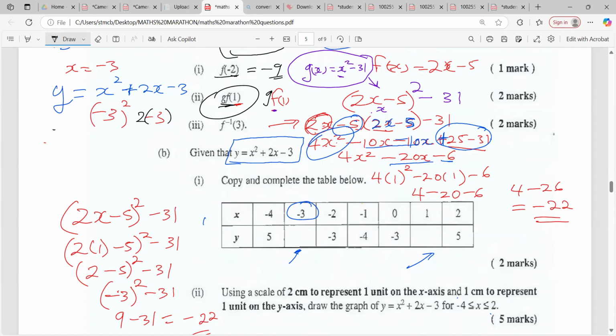2 times -3. So anywhere we see x, we are going to put -3, right? And that's what it actually wants. And we are searching for the value of y. So -3 times -3, 9. Positive, right? Once a number is squared, you're going to get positive. And 2 times -3, -6. And then you put a -3. So that's our 0.